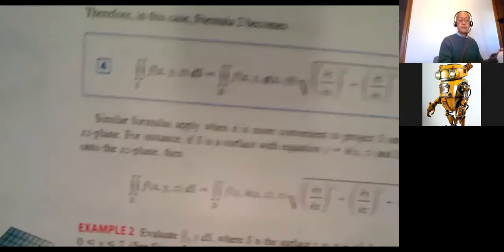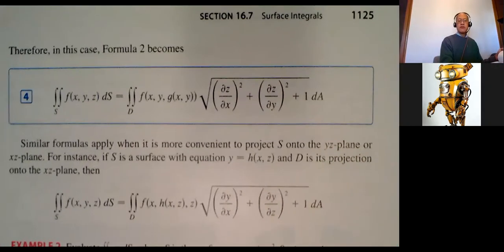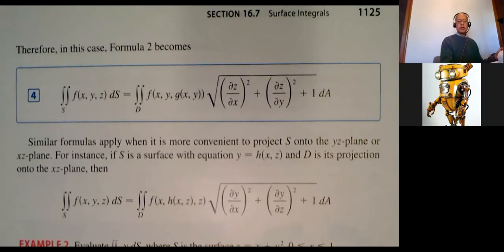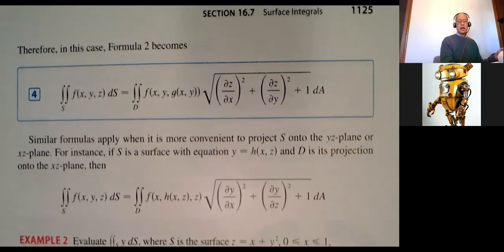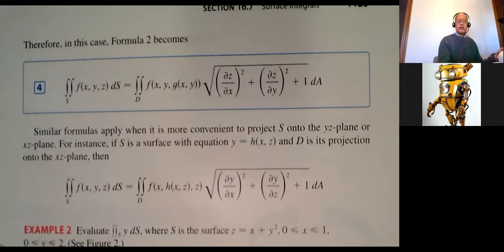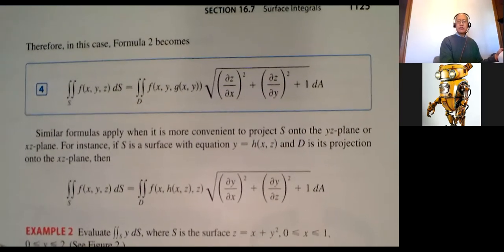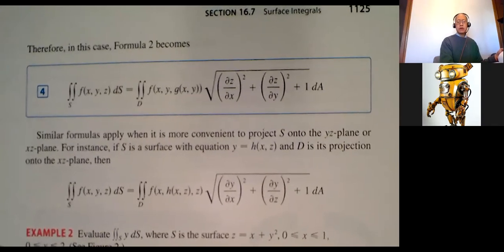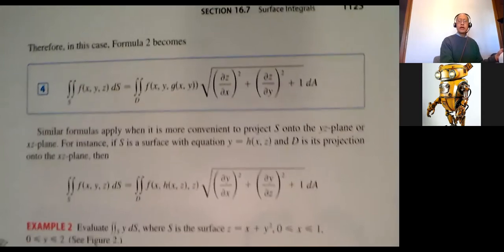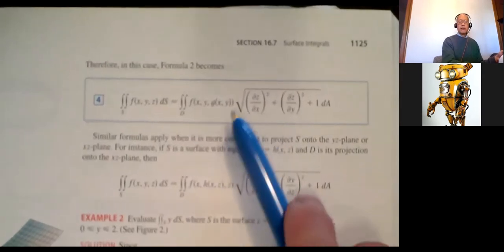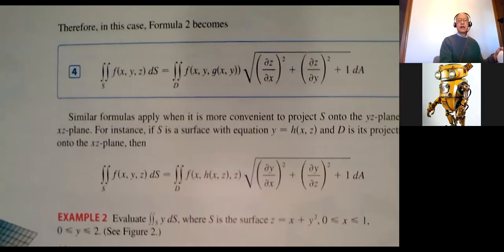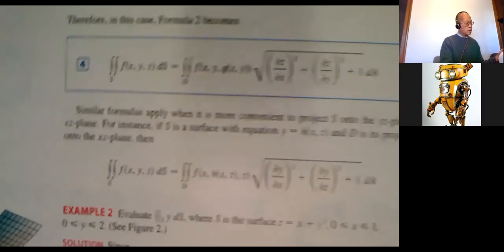okay? What else do we need? Page 1125, the special case of z as a function of x and y. Double integral of f of x, y, z, dS: f of x, y, z(x, y), and then you have dS, which we saw before, square root of z sub x squared plus z sub y squared plus 1 dA, or the equivalent. Again, the equivalent is if you have y as a function of x and z, then you know how to change it. Or if x is a function of y and z, then you know how to change it. It'll be partial of x with respect to y, partial of x with respect to z, and so forth.